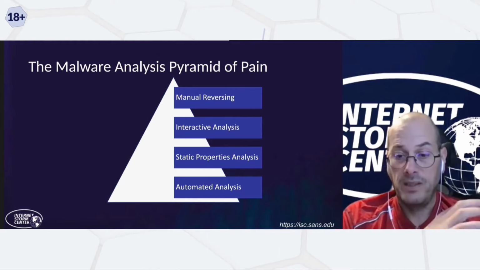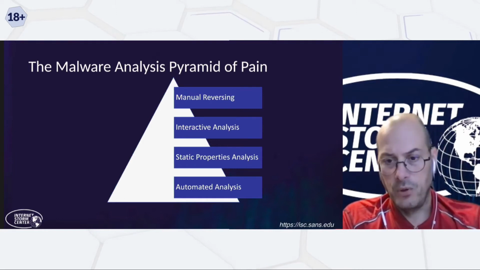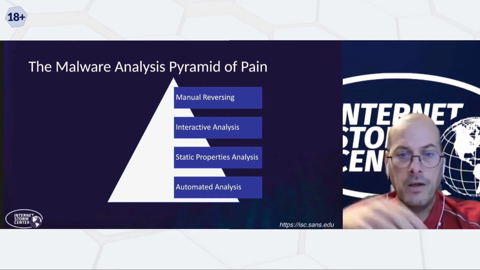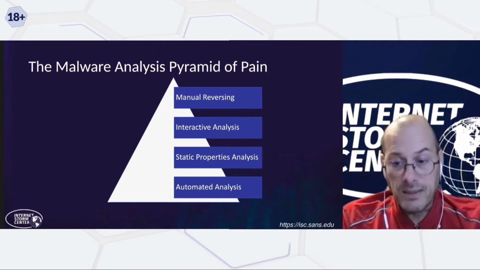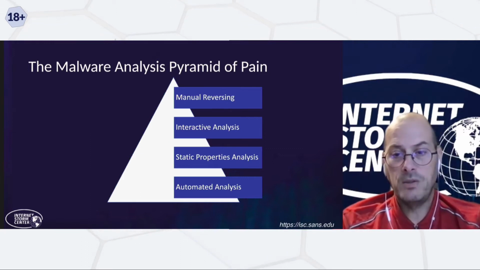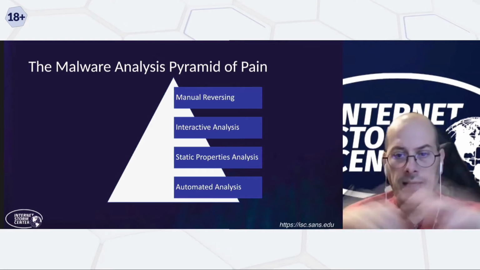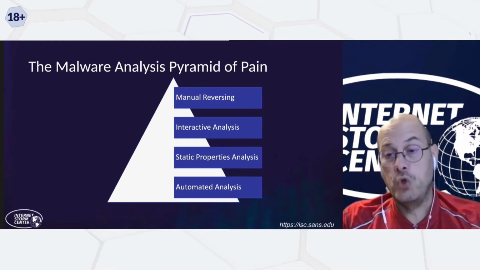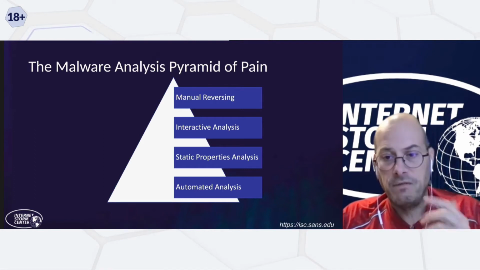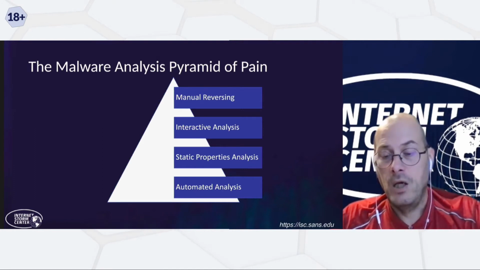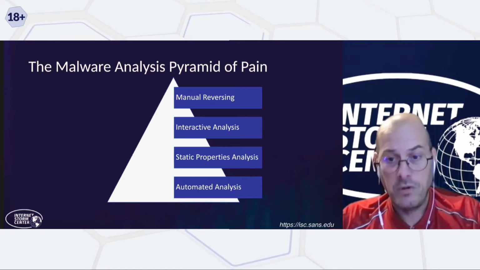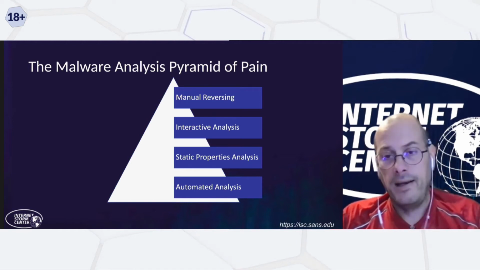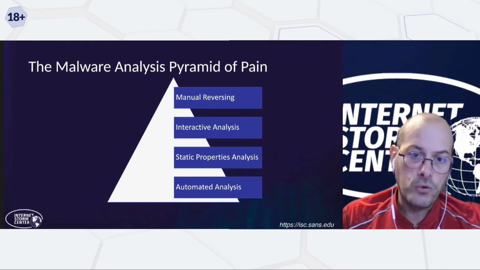So you start with automated analysis. Basically you just submit the sample into a sandbox, could be CAPE, could be a system in the cloud, could be a commercial product, whatever, but you just submit the sample and you automatically get a nice report. Nothing special, nothing fancy, it works. The next level is static properties analysis. You don't execute the malware, but you analyze the file and try to extract information from it. Not dangerous because you don't execute the file, you just extract strings, IP addresses, import table, DLLs, and so on. The next step is interactive analysis.